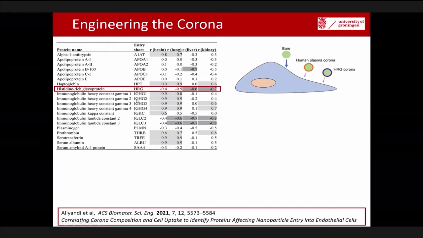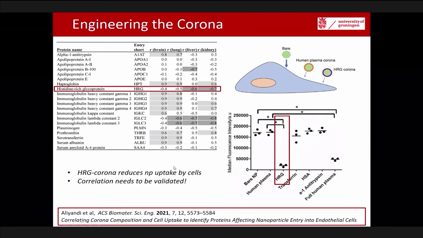How to do that? We can create an artificial corona. We can start to engineer the corona. For instance, we form the corona only with this protein, and compare uptake of the bare particles or the full human plasma corona with the uptake of the artificial corona based on these correlated proteins. We did that with different proteins for which uptake was correlated negatively or positively. You need to do this because in some cases correlation alone doesn't mean anything.